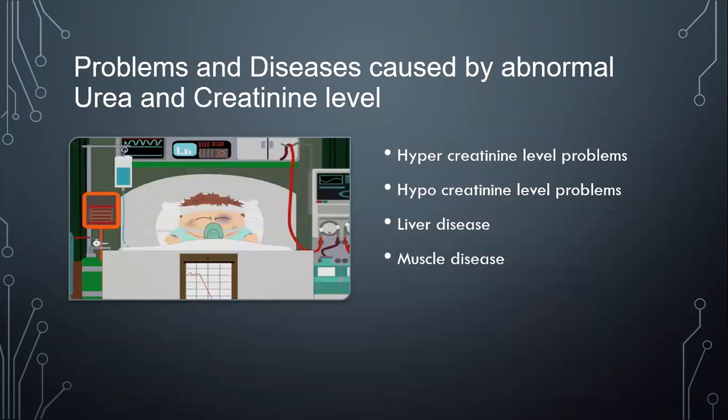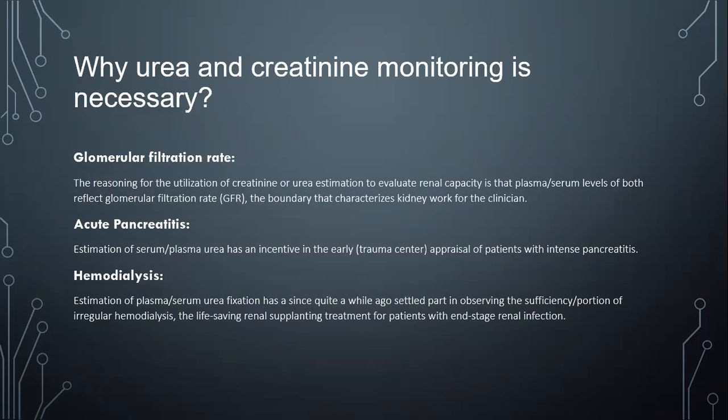Now, what are the problems and diseases caused by abnormal urea and creatinine levels? Number one, hypercreatinine level problems. Number two, hypocreatinine level problems. Number three, liver diseases. And number four, muscle diseases.